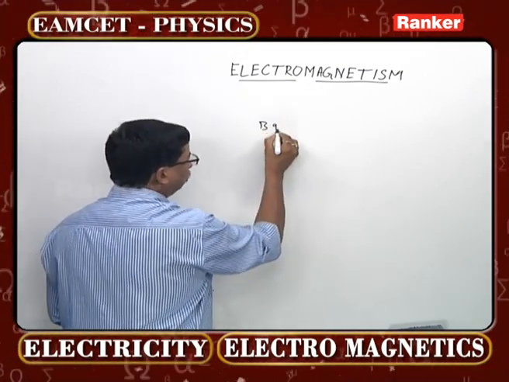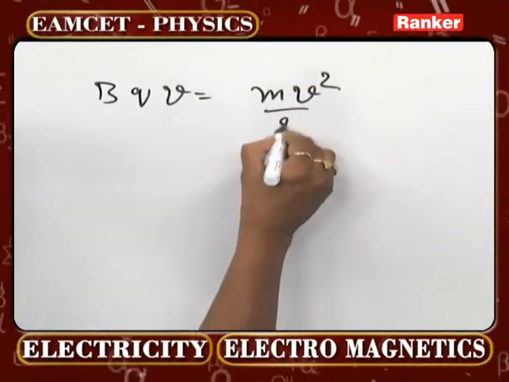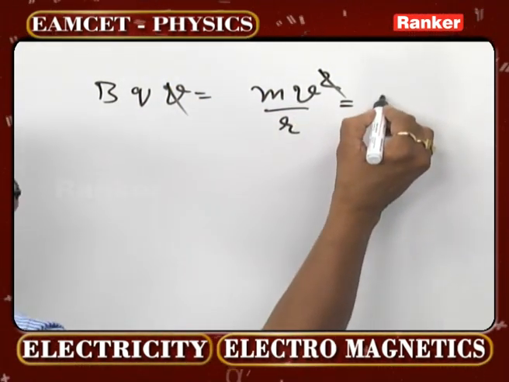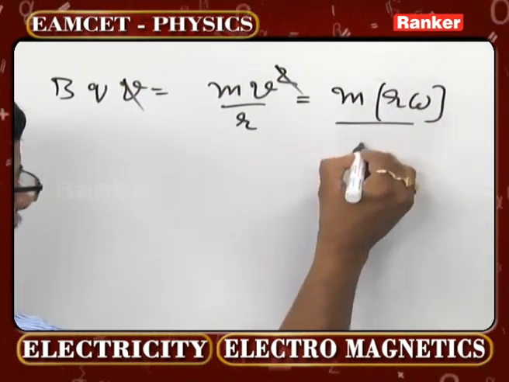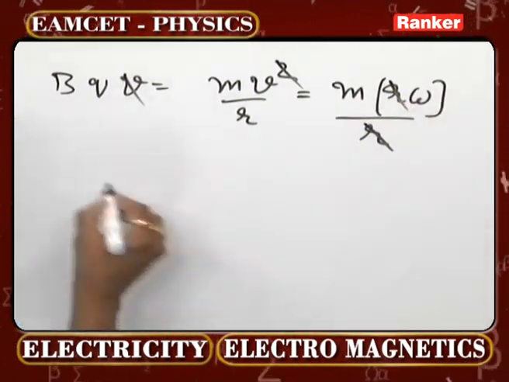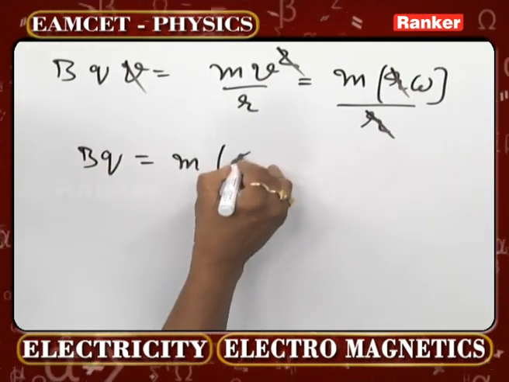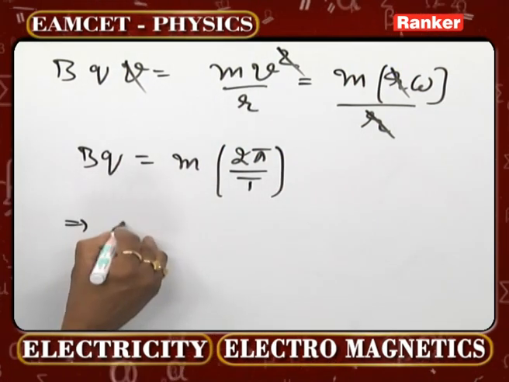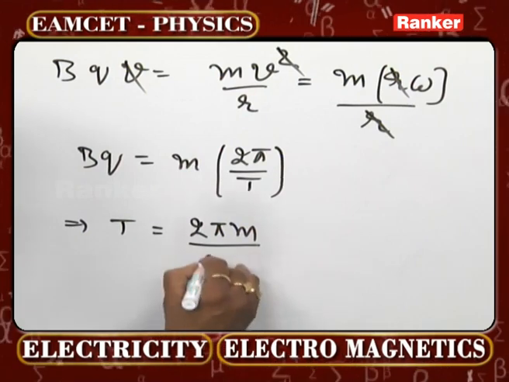We know BQV is centripetal force, MV square by R is centrifugal force. Cut this. This MV, now you can write as M into R omega by R. R gets cancelled. What is now left over? BQ is equal to M into omega, that means 2 pi by T. So what can we write? T is equal to 2 pi m by BQ.